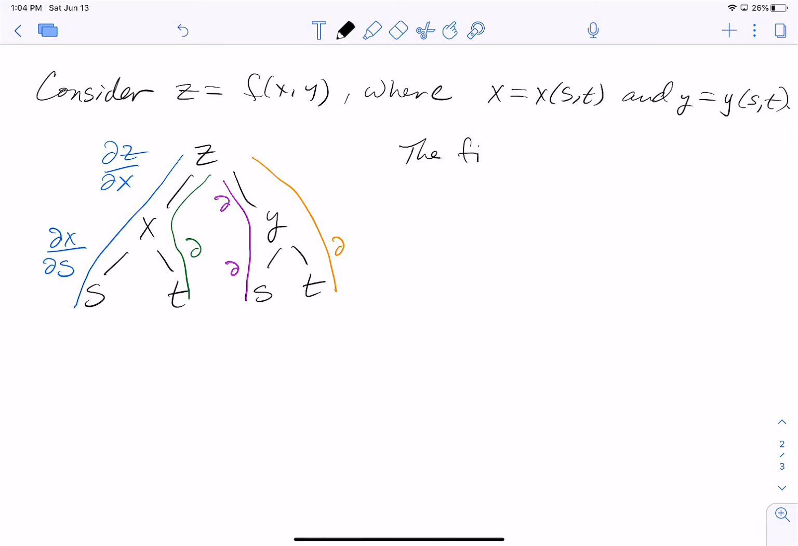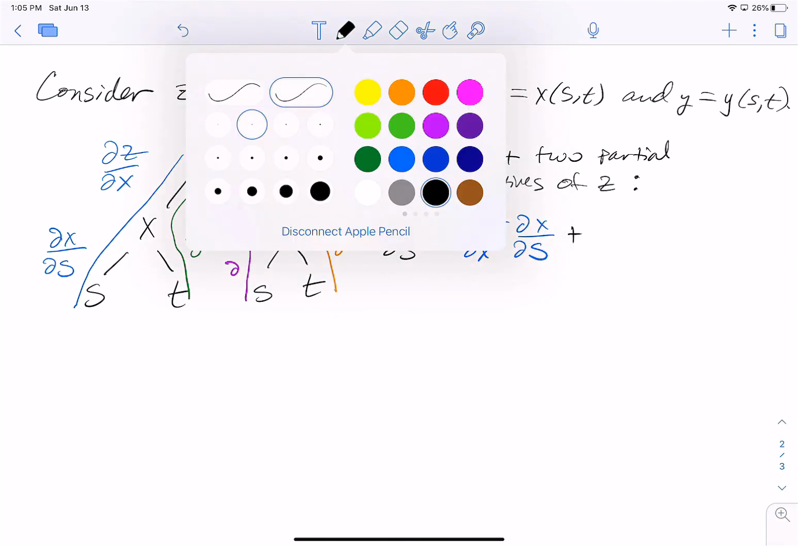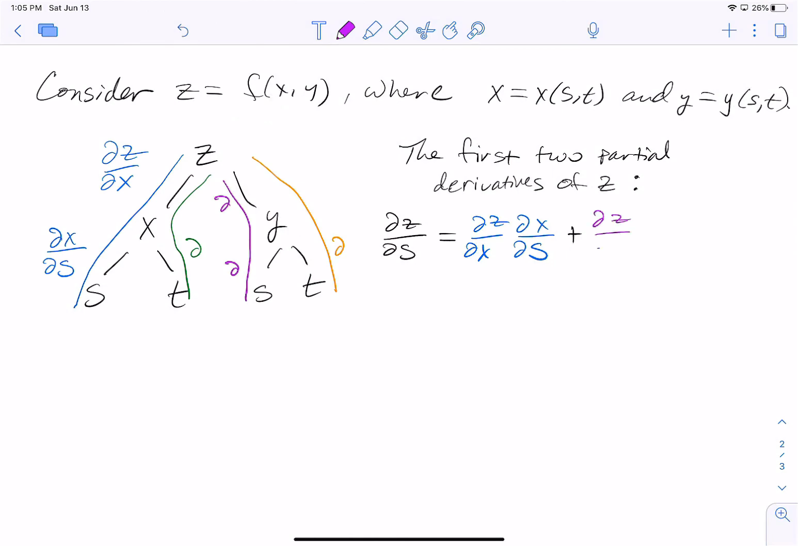The first two partial derivatives of z are: the partial of z with respect to s is equal to, now for this what we need to do is follow all the branches that end with s, all the ones that start with z and end with s. So the partial of z with respect to x times the partial of x with respect to s plus the partial of z with respect to y times the partial of y with respect to s.